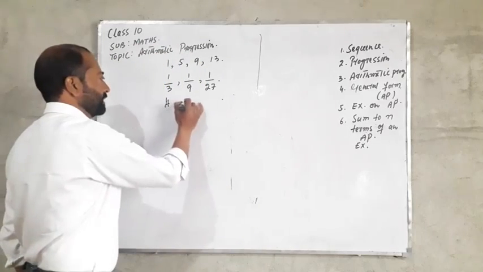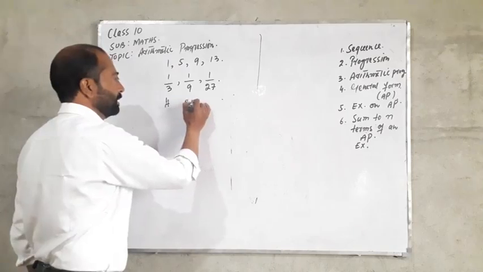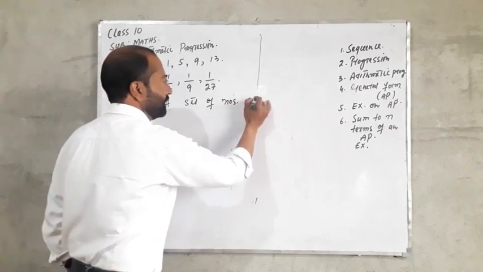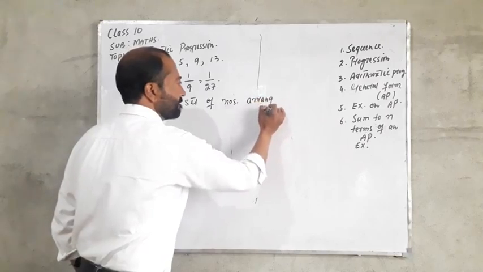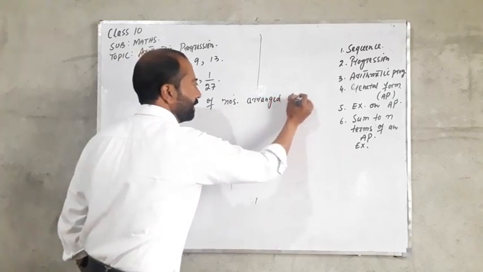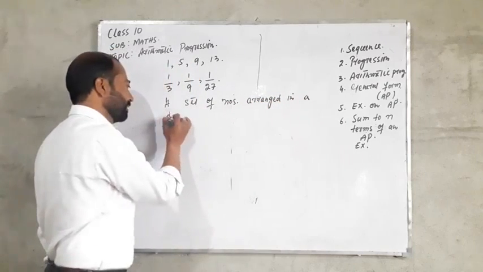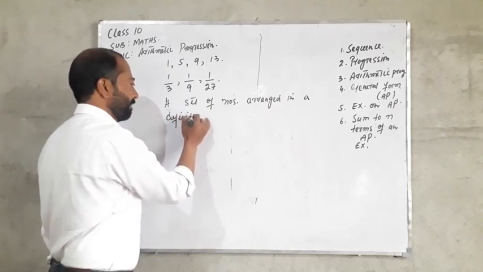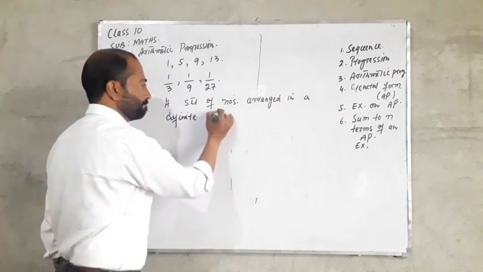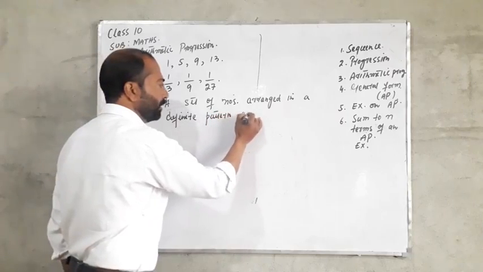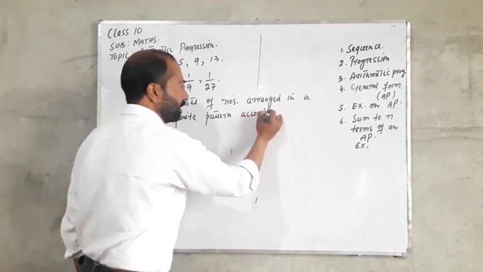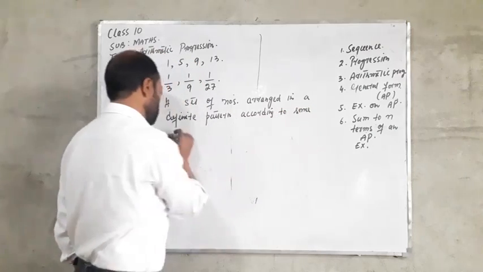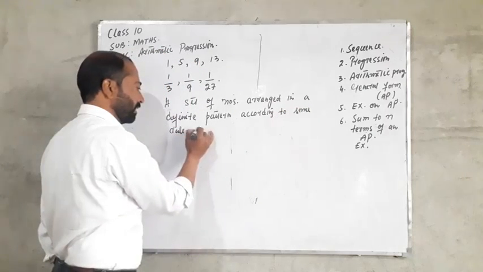A sequence is a set of numbers arranged in a definite pattern according to some rule or rules.